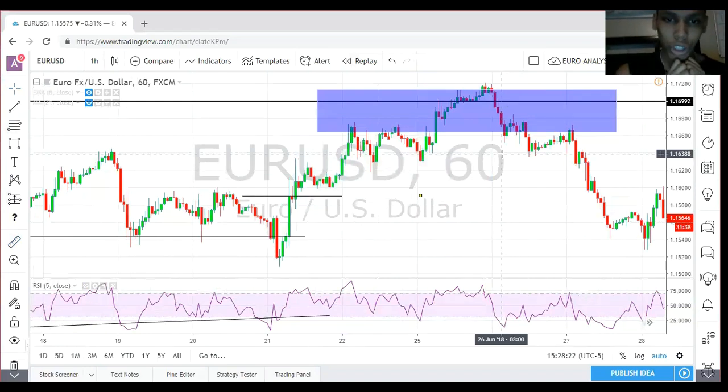If you know market structure, how to identify a trend: higher lows and higher highs in an uptrend. In a downtrend, it's lower high, lower low, lower high, lower low. And then yeah, that's about it.